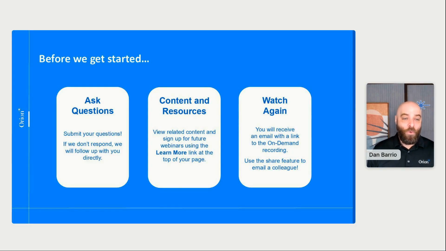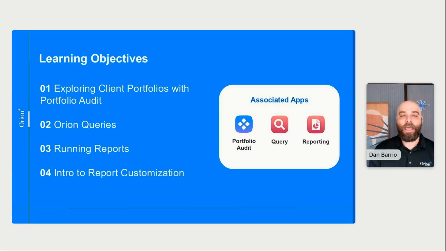And with that, what are we going to cover and look at today? As I mentioned, today's session is focused on different types of reporting in Orion, reporting on your client investments internally, running Orion queries to pull information about your entire book of business, running reports. Those would be client-facing reports like a statement, a quarterly statement, a performance report, something like that. And we'll get a brief overview into report customization, how you can use our reporting tools to customize and create custom reports.